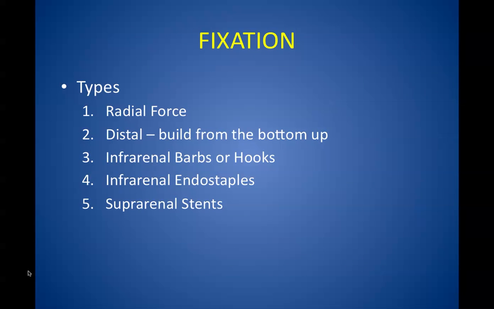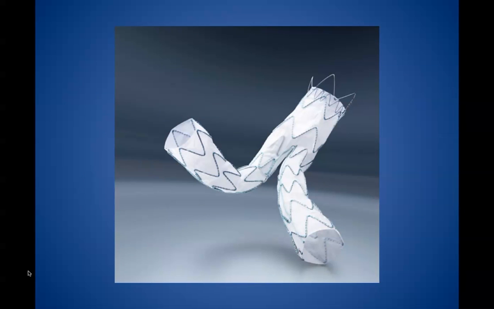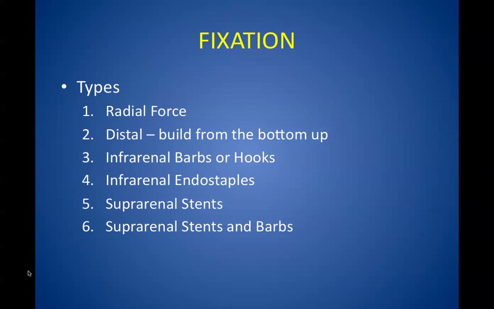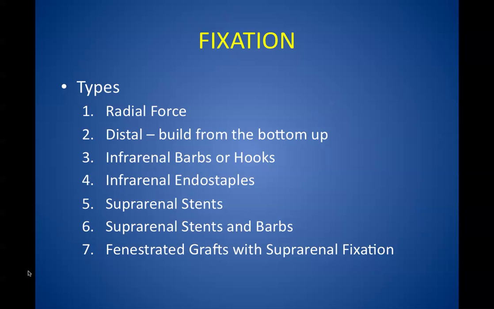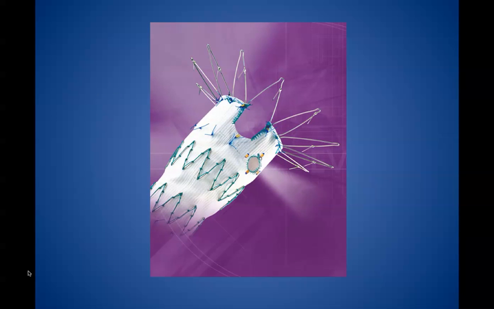Suprarenal stents, showing you here just a standard stent above it, or suprarenal stents and barbs, which is the Cook device, and here you can see the stent actually has barbs, so you get both bangs for the buck. And then the fenestrated graft, where you get suprarenal fixation by using the device above it and then getting into the origins of whatever mesenteric vessels you need to.